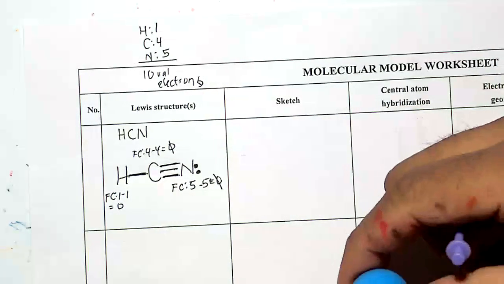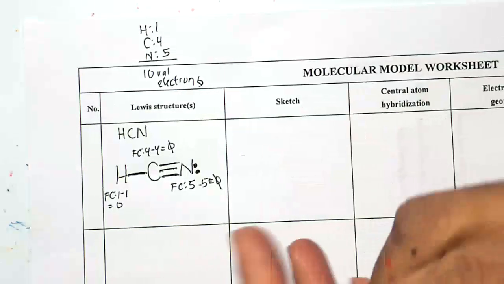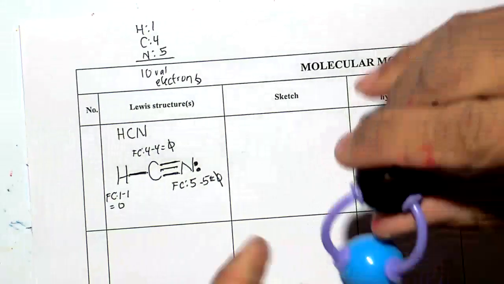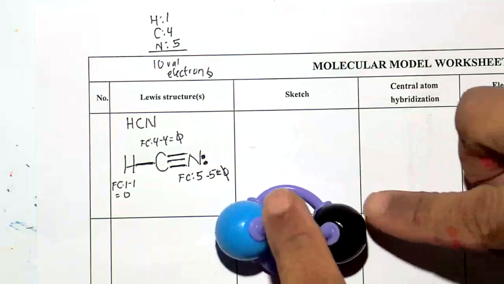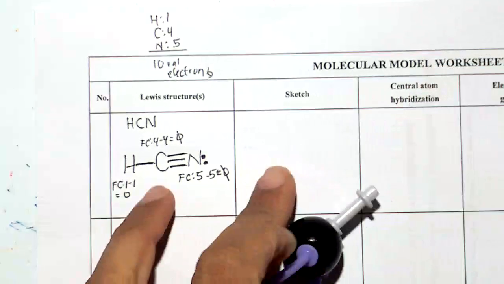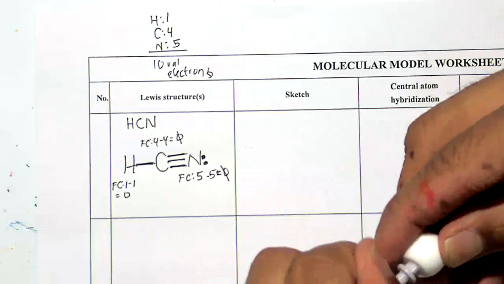C triple bond N. I'm going to make my triple bond here. Squeeze it. Then out of this carbon comes the hydrogen. Hydrogen is white. If you don't have it, just watch me.